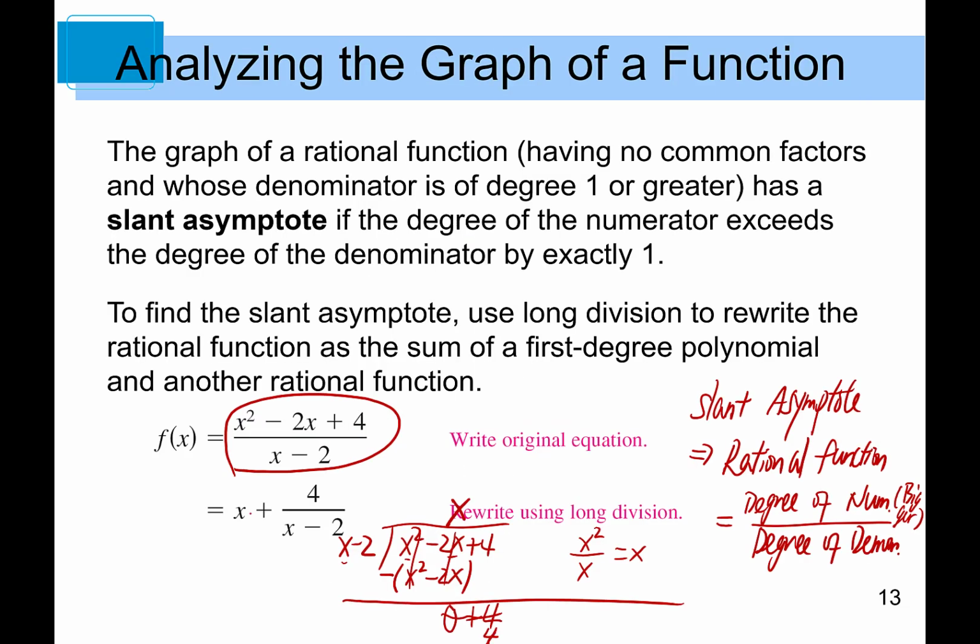So in this case, the slant asymptote will be y equals x. The quotient is the slant asymptote. So the slant asymptote for this example is y equals x. So no horizontal asymptote, but a slant asymptote. Because when the degree of the numerator is bigger than the degree of the denominator, there's no horizontal asymptote. But most likely you're going to have a slant asymptote in this case. So y equals x is the slant asymptote.